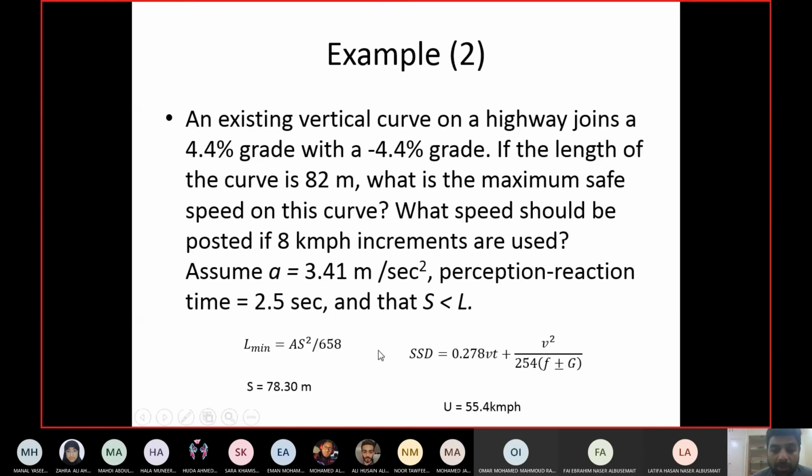So now you go to the equation of SSD. Now you know the value of S, which is 78.3. You are trying to find out V. T is 2.5 seconds, the perception reaction time. F is 3.41 upon 9.81, which will give you 0.35.